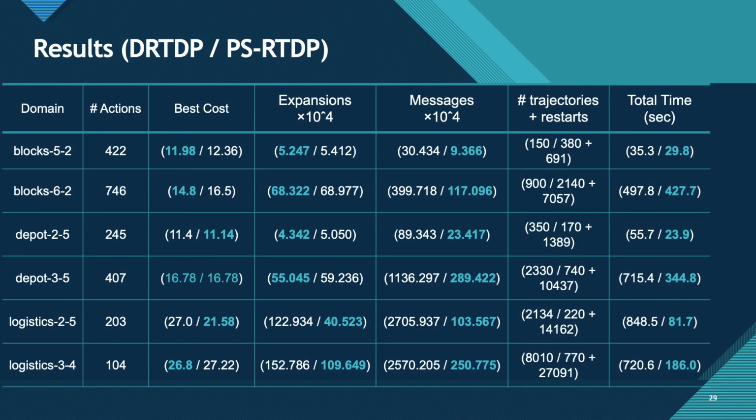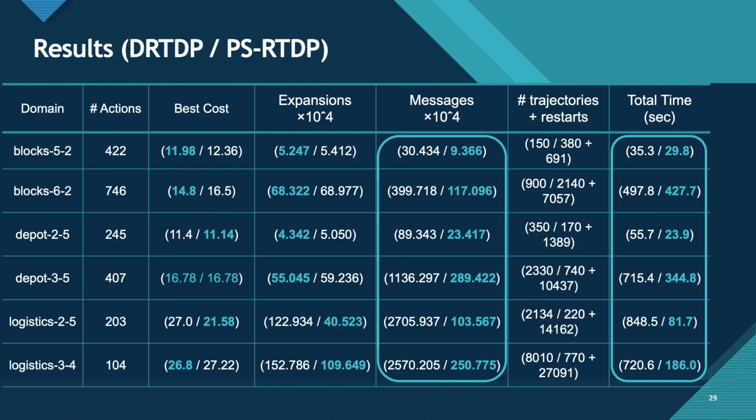Here we can see the results of DRTDP compared to PSRTDP on two problems from each domain. On the left are the results for DRTDP, and on the right PSRTDP. As we can see, the amount of messages passed between the agents in the planning stage was significantly reduced in PSRTDP compared to DRTDP. This also correlates with a reduced runtime of the algorithm, as we can see here.